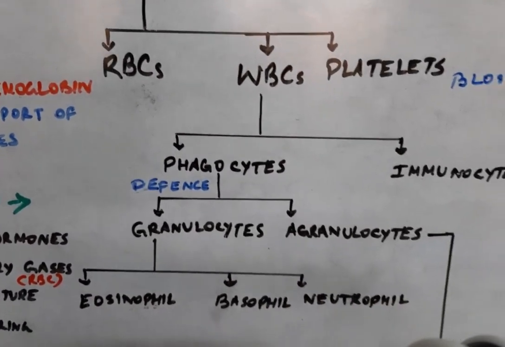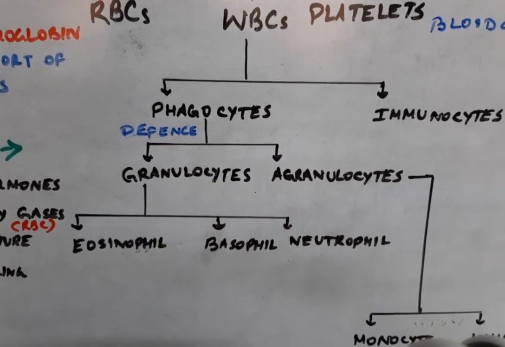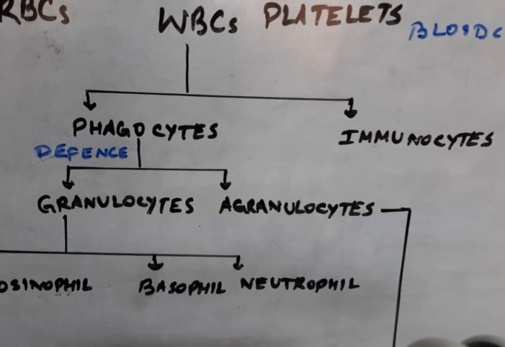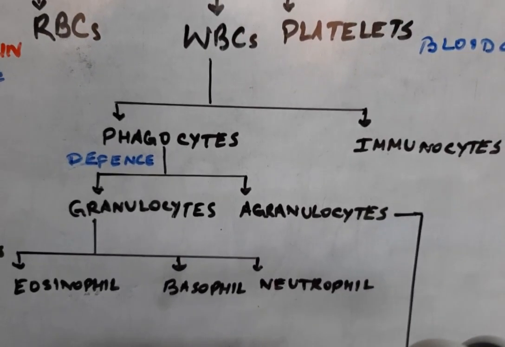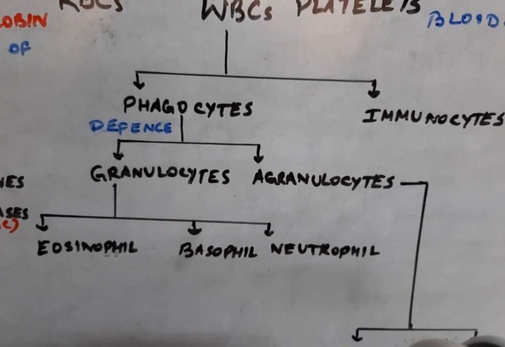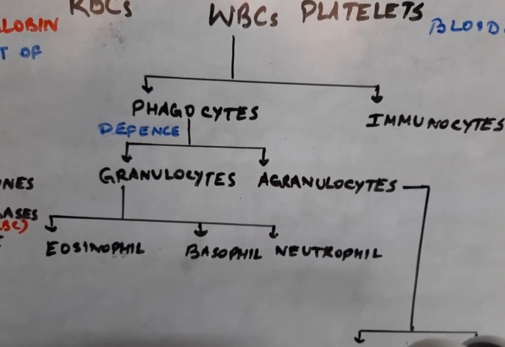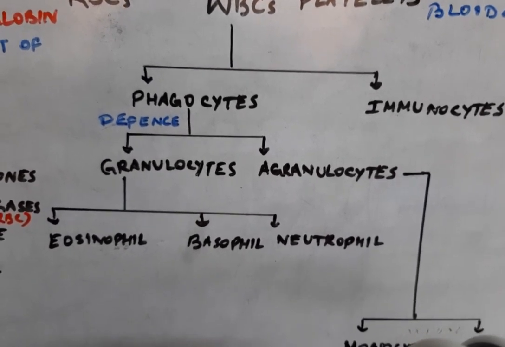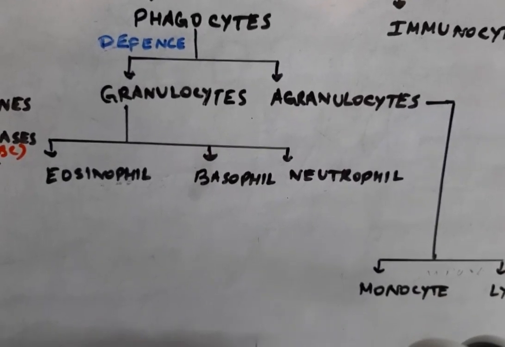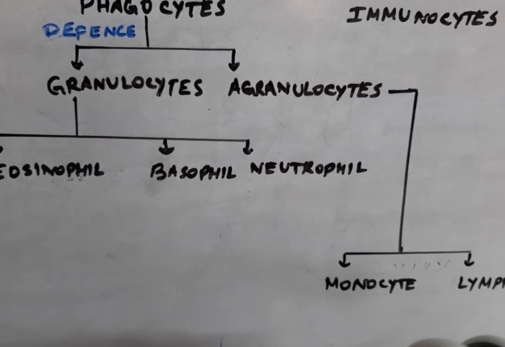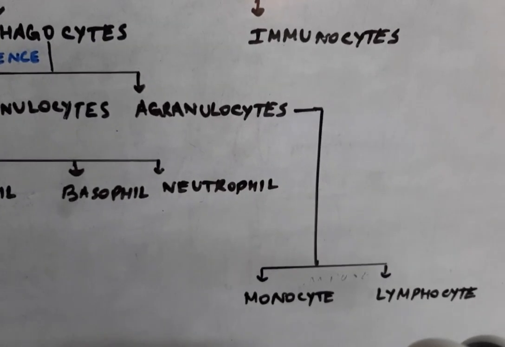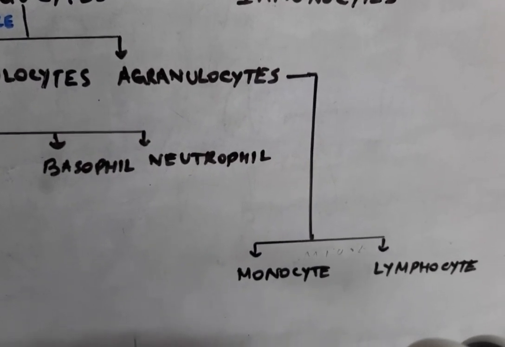WBC is again classified into two types, phagocytes and immunocytes. Phagocytes help with defense, and are further divided into granulocytes and agranulocytes depending on the presence or absence of granules in the cytoplasm of the cell. Granulocytes are further divided into eosinophil, basophil and neutrophil, while agranulocytes are further divided into monocyte and lymphocyte.